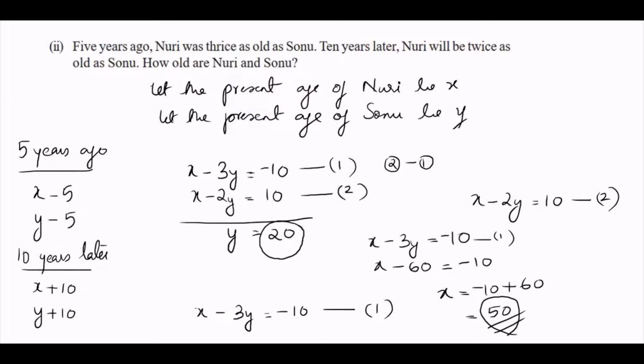Now let's verify. It's given 5 years ago, Noori's age will be 50 minus 5, that is 45, and Sonu's age will be 20 minus 5, that is 15. So 5 years ago Noori was thrice as old as Sonu. 10 years later Noori's age will be 60 and Sonu's age will be 30. So Noori will be twice as old as Sonu, that is 30 into 2 is 60. So Noori's age is 50 and Sonu's age is 20.